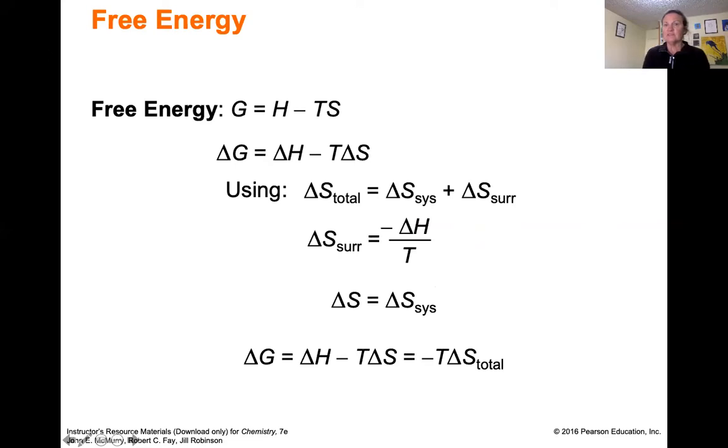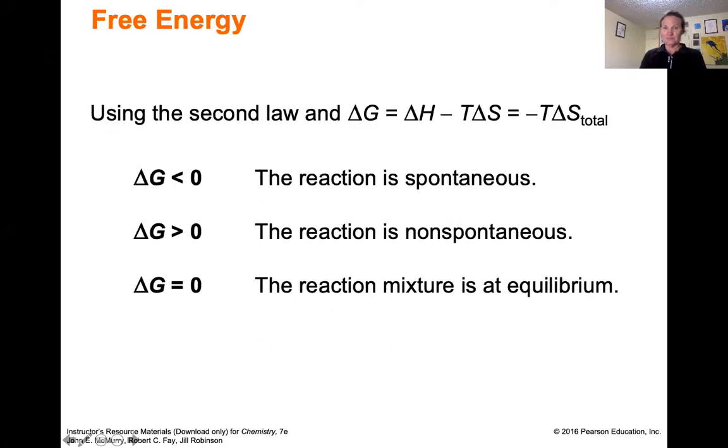So that's what this slide is trying to show you, and that's a super important concept: when we talk about delta G and how it relates to spontaneity, we're really just talking about the second law of thermodynamics. So if delta S total is positive, delta G will be negative. That's our criteria. If delta G is negative, the process is spontaneous. If delta G is positive, the reaction is non-spontaneous. And if delta G equals 0, we're at equilibrium.